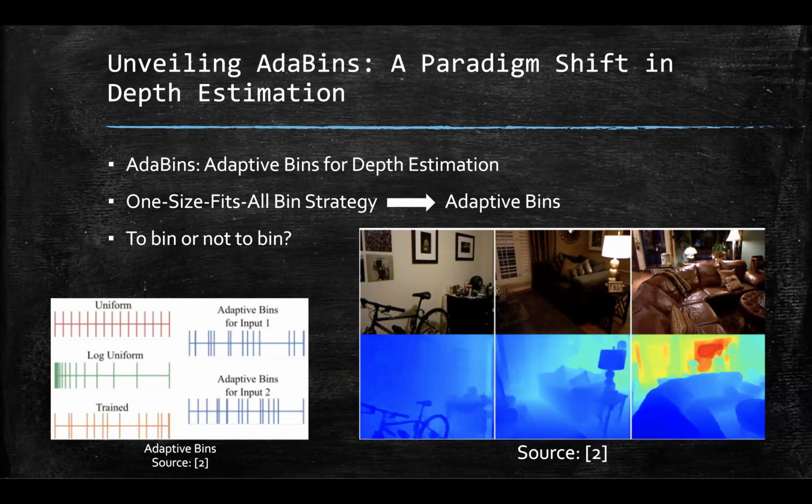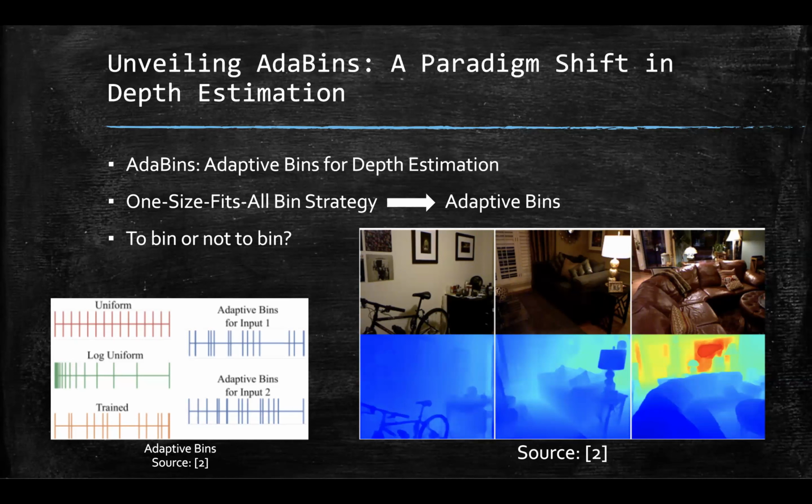Traditional depth estimation often relies on bins of uniform size, which can be likened to trying to measure every room in a house with the same sized yardstick. On the other hand, AdaBins introduces a custom-fit measuring tape for each room, significantly enhancing the model's ability to discern fine details and variations in depth. And now the question is, to bin or not to bin? Well, of course, to bin.